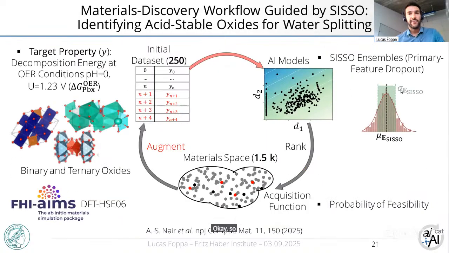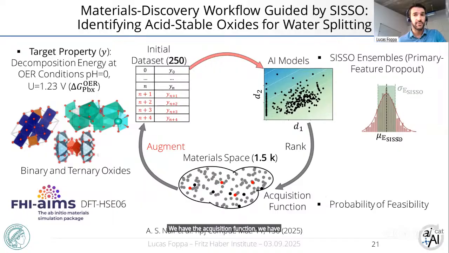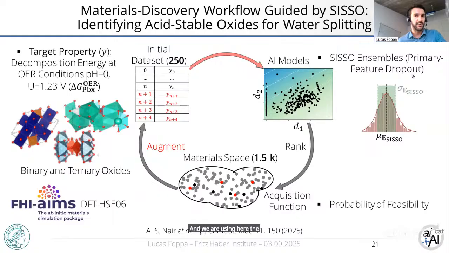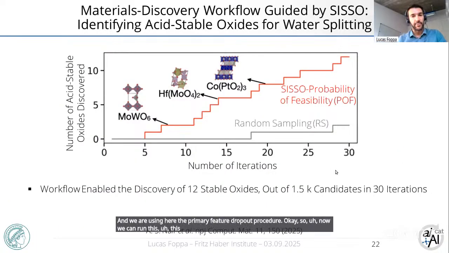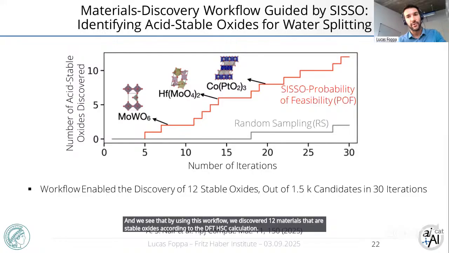Okay, so now we have all the ingredients for this optimization. We have the acquisition function, we have the ensemble of SISSO models with uncertainties and predictions, and we are using here the primary feature dropout procedure. Okay, so now we can run this approach, and we look, for instance, at the results in terms of the number of acid stable discovered materials as a function of the number of iterations. And we see that by using this workflow, we discovered 12 materials that are stable oxides according to the DFT HSE calculation in 30 iterations only.